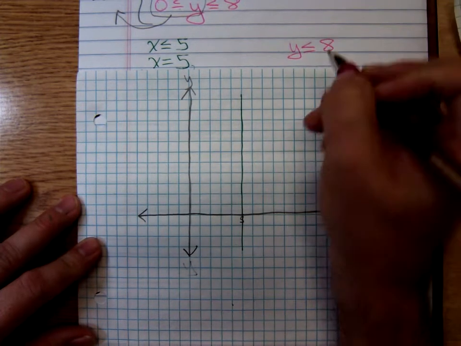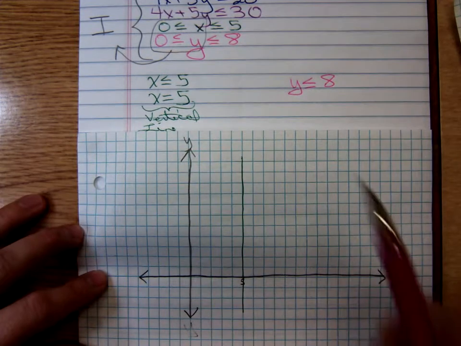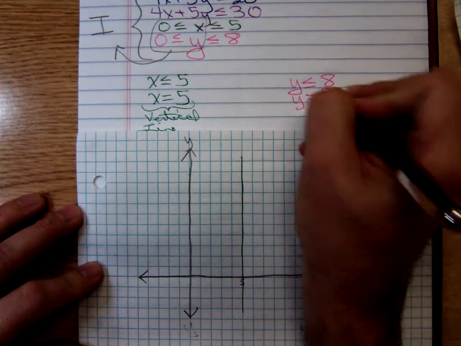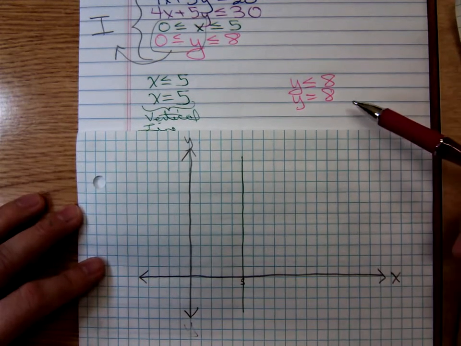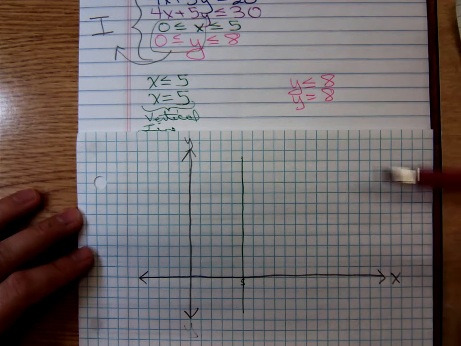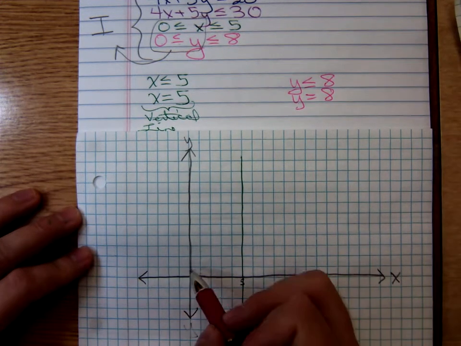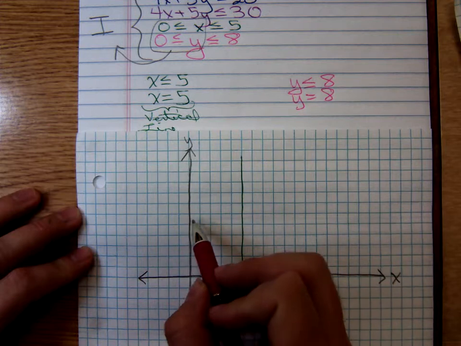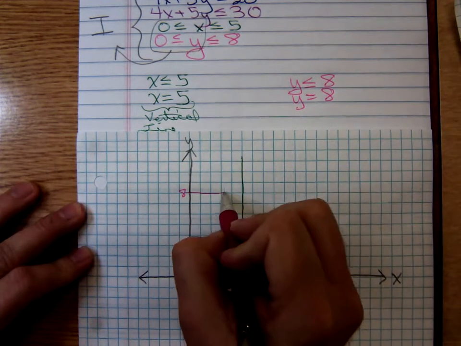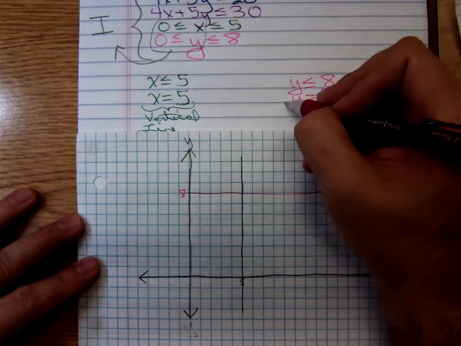Now we need y less than or equal to 8. We're graphing this inequality, so we have to graph the line y equals 8. Well, what sort of a line is that? There's only one letter, the y. We want the line with all the y coordinates equal to 8. So that is a horizontal line. 1, 2, 3, 4, 5, 6, 7, 8. You draw your horizontal line there.